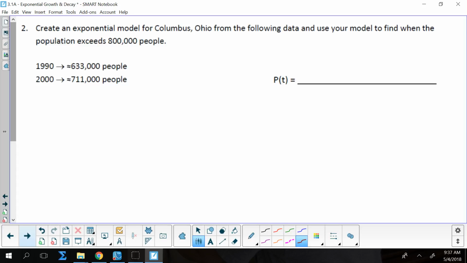So, what I want you to do now is create an exponential model for Columbus, Ohio from the following data and use your model to find when the population is going to exceed 800,000 people. Go.